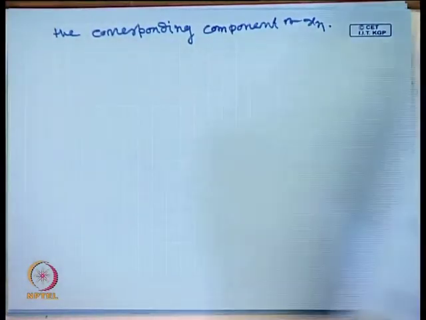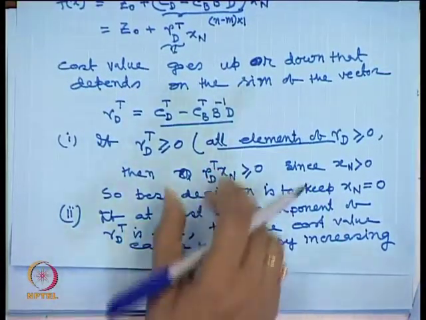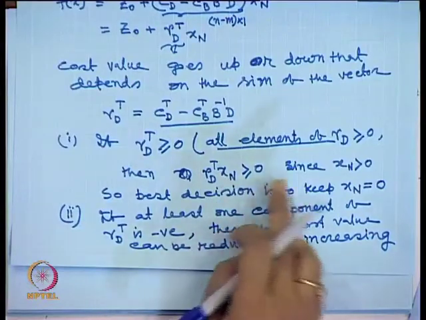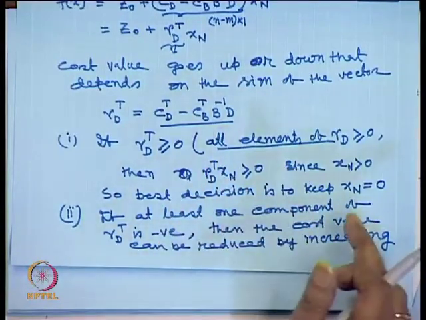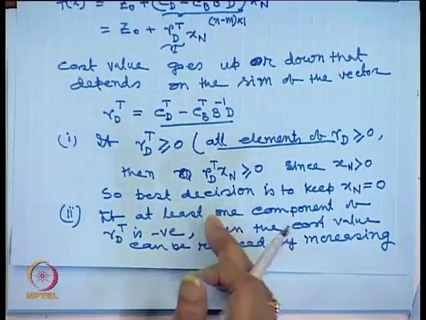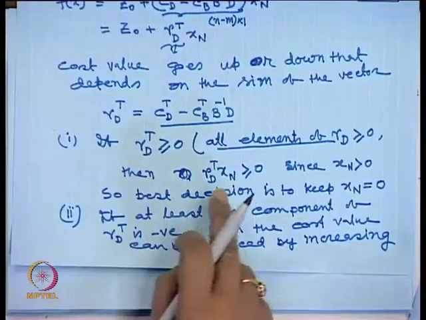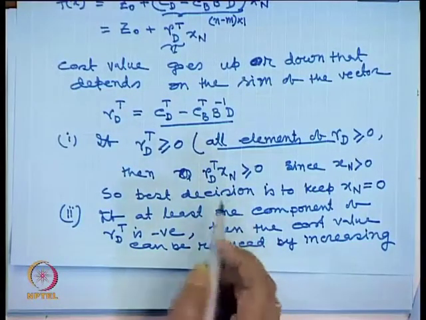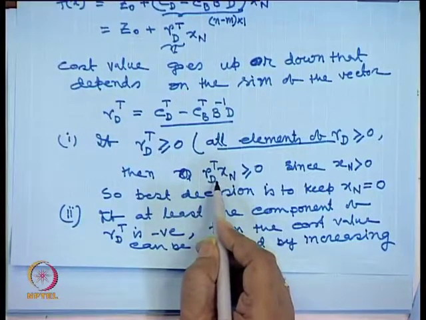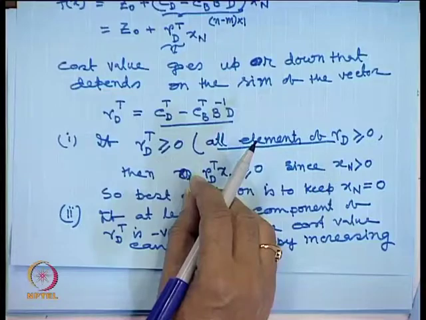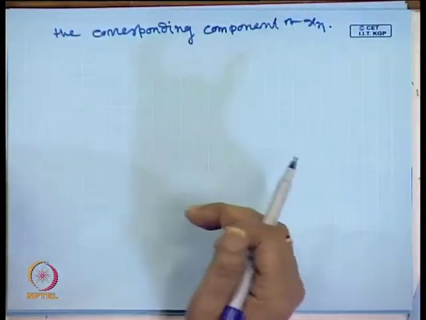Okay. So now if you find that more than one component of the row vector Rd transpose has a negative sign, then which corresponding variable will you consider as the basic variable? The most negative numerical value will be considered, because that will give you a greater reduction of the function value than the other negative values in Rd transpose.